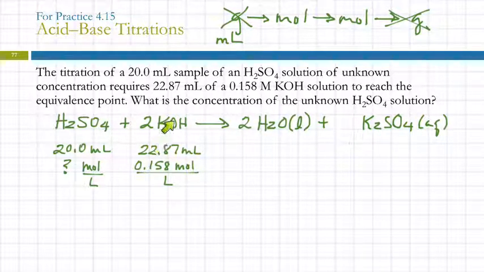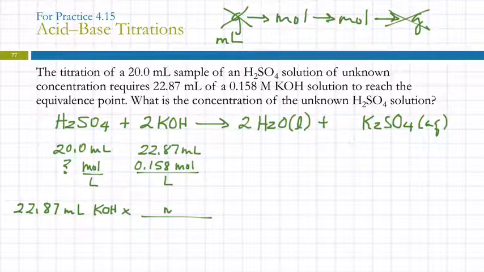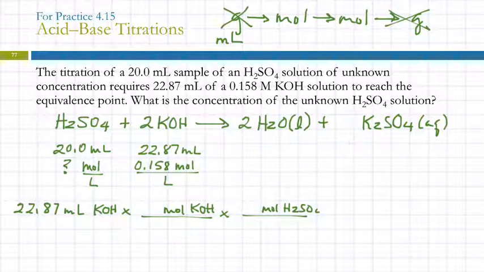So we're going to start with the KOH. We start with what we know, and we're going to what we don't know. So 22.87 milliliters. Oops, forgot to say what. Milliliters of what? KOH. We're going to moles of KOH. We're going to moles of H2SO4, and we're going to stop there.